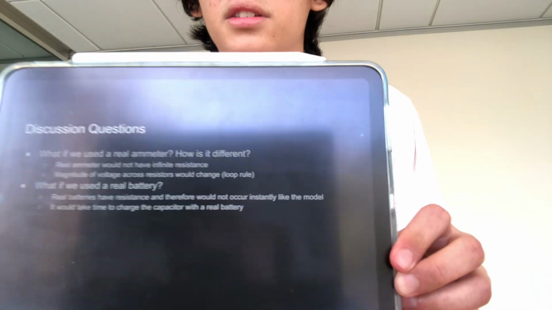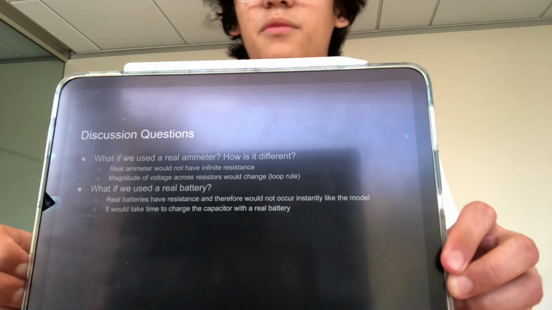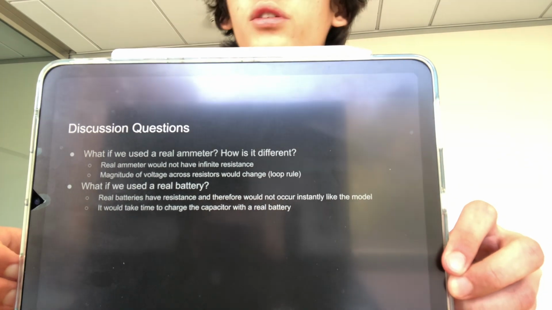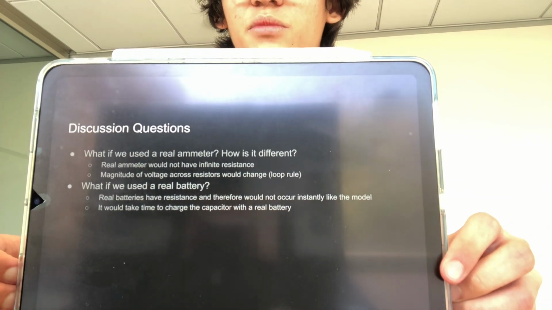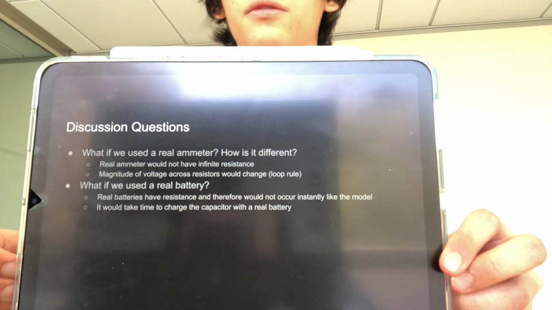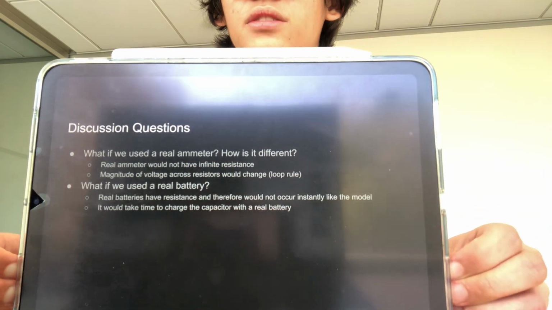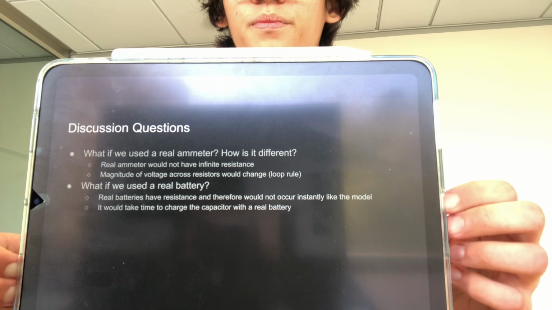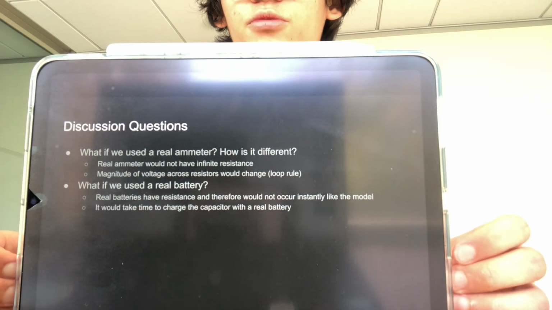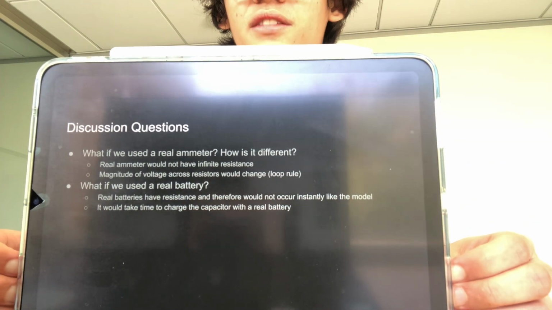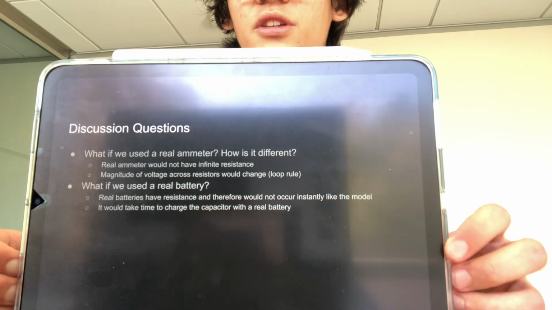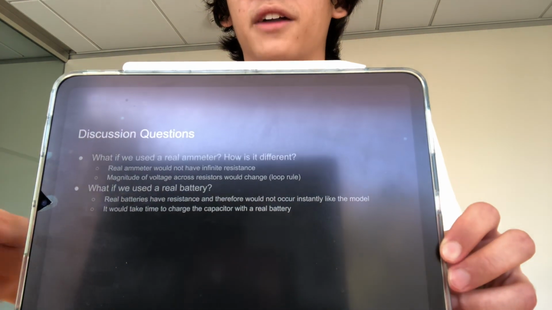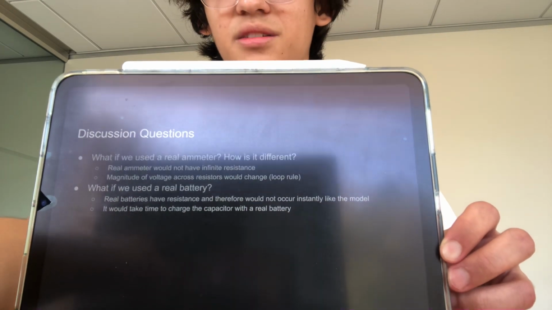For the discussion, what if we used a real ammeter and how is it different? Real ammeters would not have zero resistance like they did in the simulation, so the magnitude of voltage across the batteries would change due to the loop rule. Real batteries also do have resistance, and therefore charging would not occur instantly like in the model. It would take time to charge the capacitor with a real battery rather than instantly like the simulation.